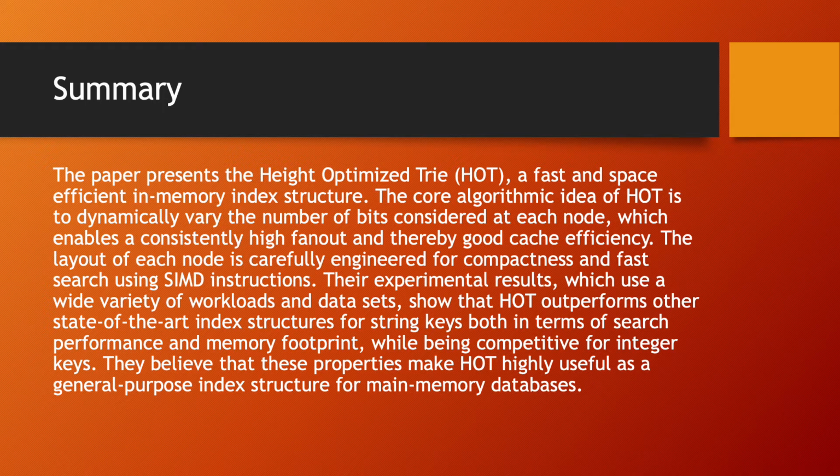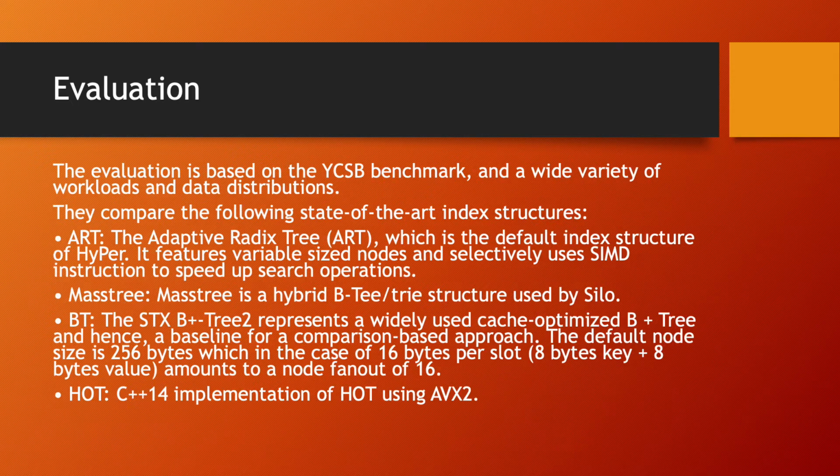The layout of each node is carefully engineered for compactness and fast search using SIMD instructions. Their experimental results, which use a wide variety of workloads and datasets, show that HOT outperforms other state-of-the-art index structures for string keys both in terms of search performance and memory footprint, while being competitive for integer keys. They believe that these properties make HOT highly useful as a general-purpose index structure for main memory databases.